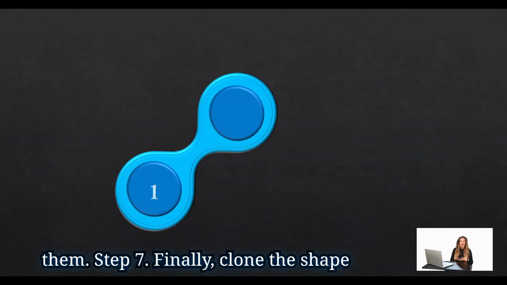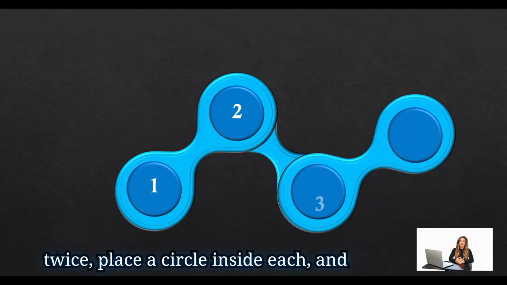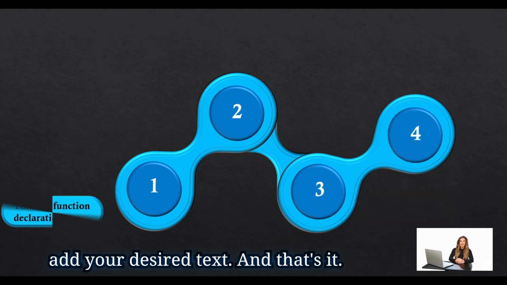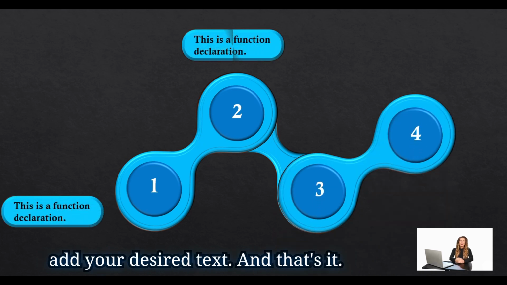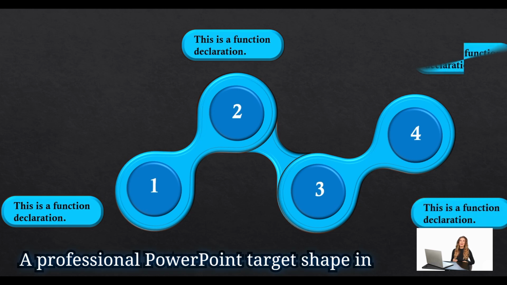Step 7. Finally, clone the shape twice, place a circle inside each, and add your desired text. And that's it. A professional PowerPoint target shape in seconds.